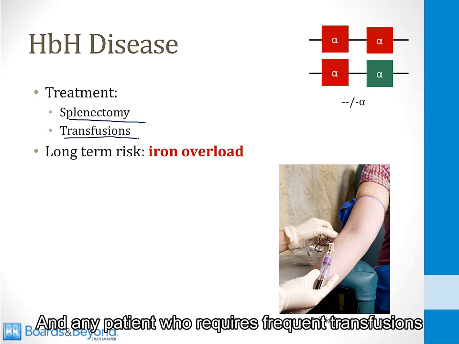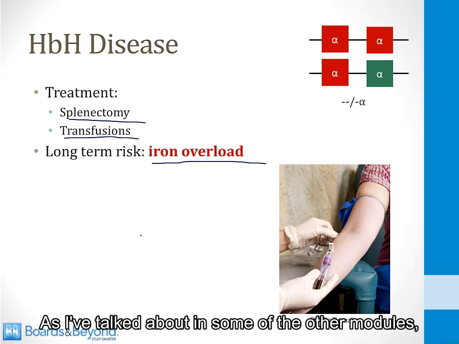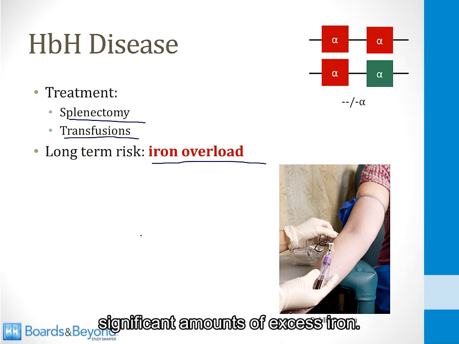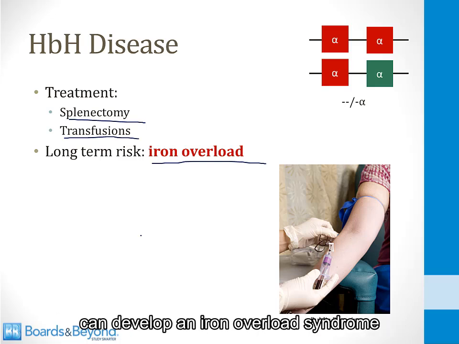And any patient who requires frequent transfusions for a chronic anemia is at risk for iron overload. As I've talked about in some of the other modules, we don't have a mechanism to excrete significant amounts of excess iron, so patients who receive repeated transfusions can develop an iron overload syndrome very similar to hemochromatosis.